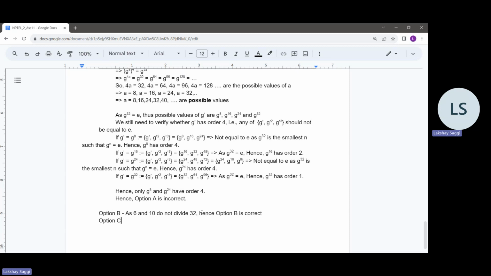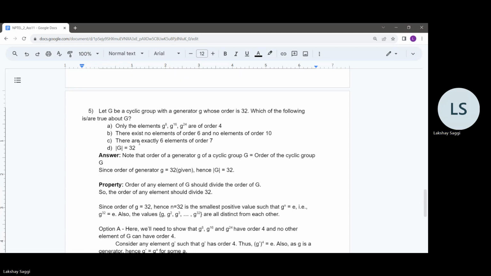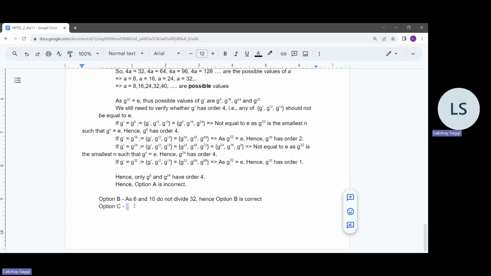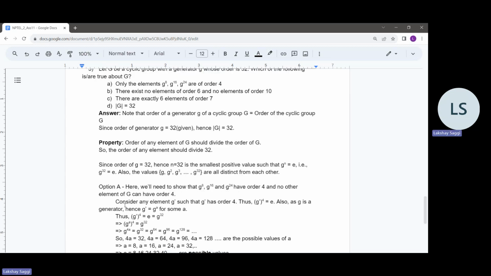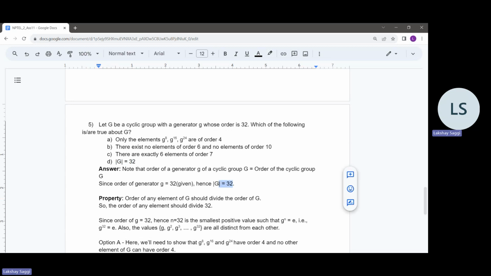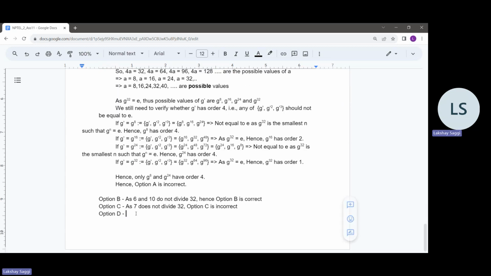Similarly, option C says there are exactly 6 elements of order 7. Since 7 does not divide 32, this statement is wrong, because there are no elements of order 7. As 7 does not divide 32, option C is incorrect. Now let's come to option D. Option D says the order of G is 32, which I already discussed. So option D is correct, as already discussed.